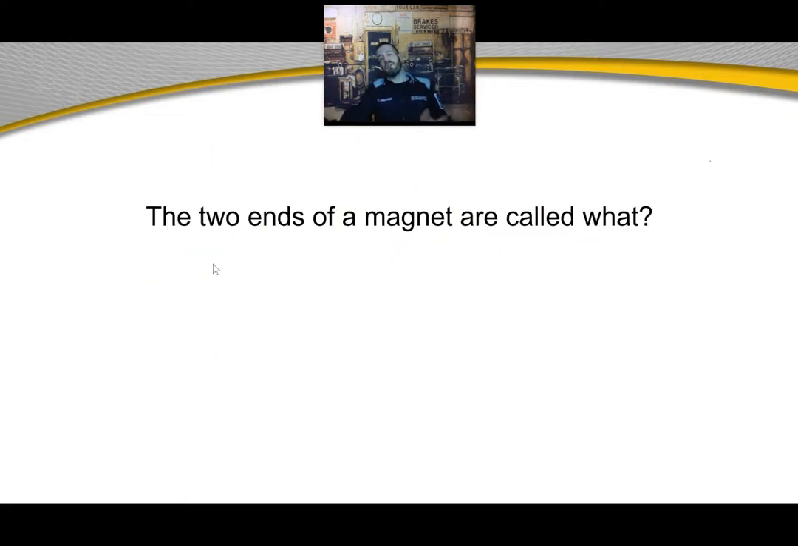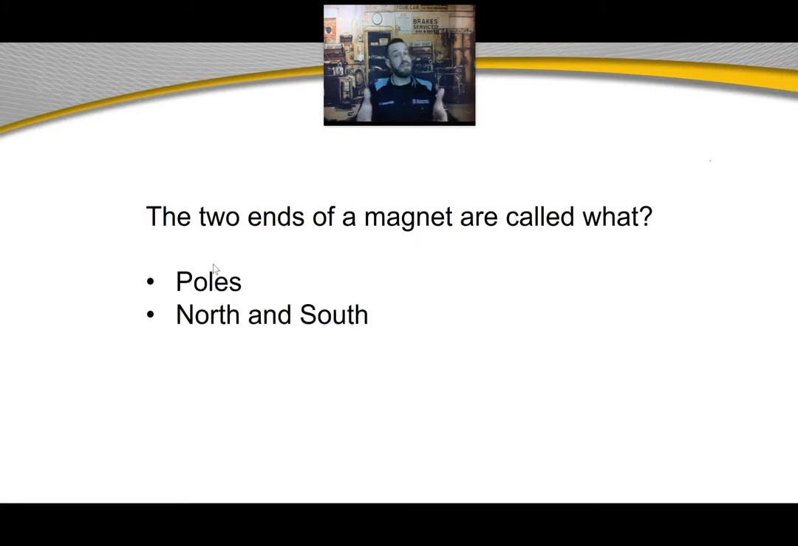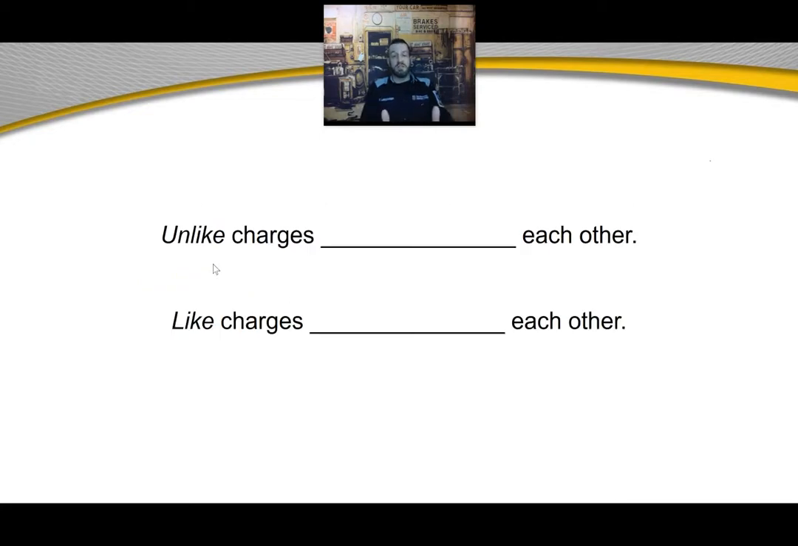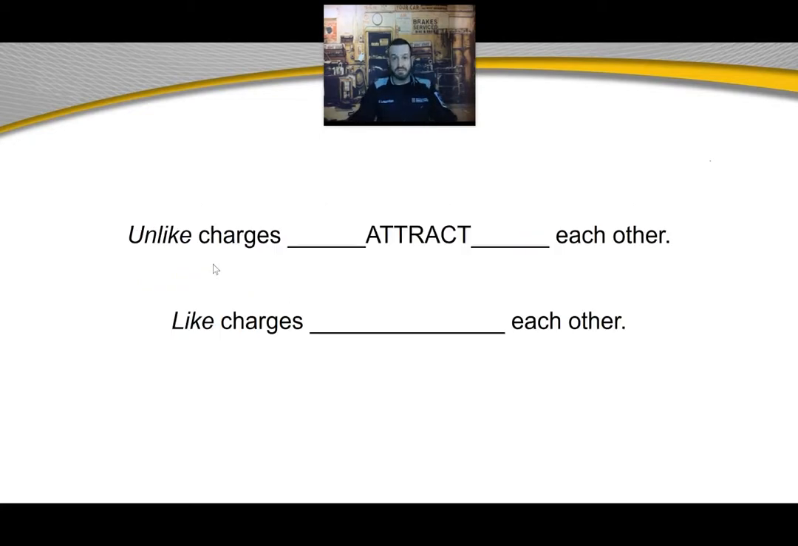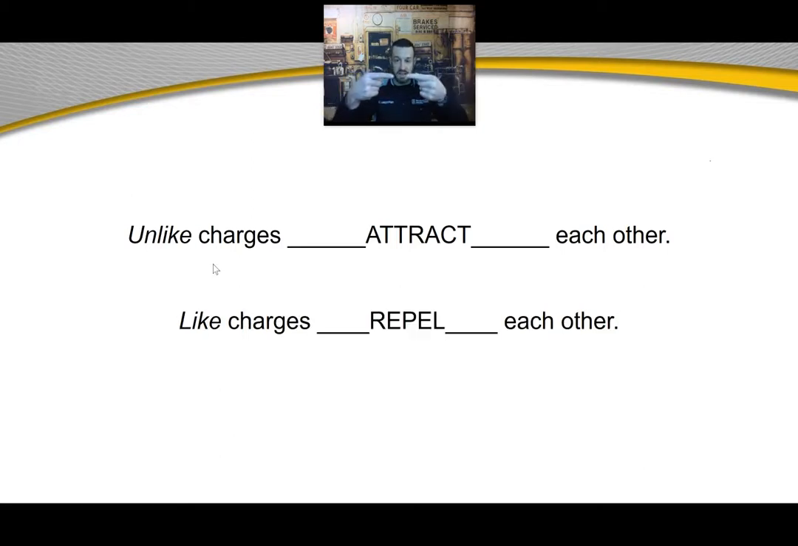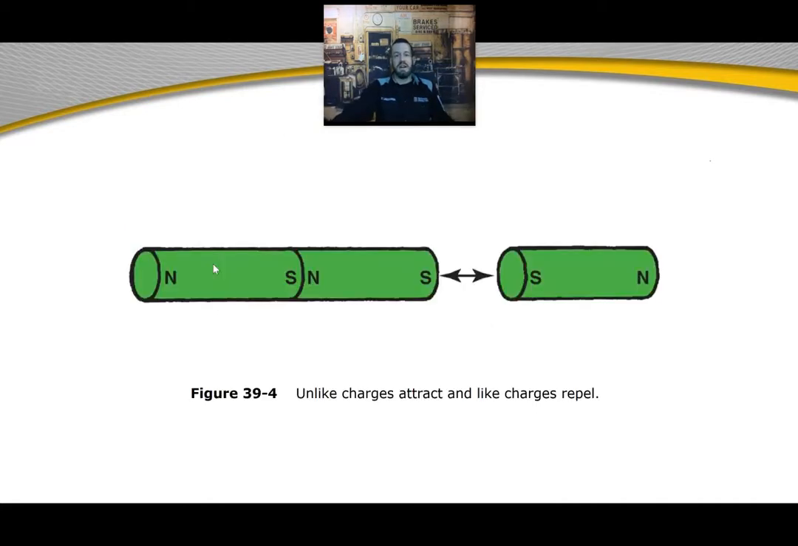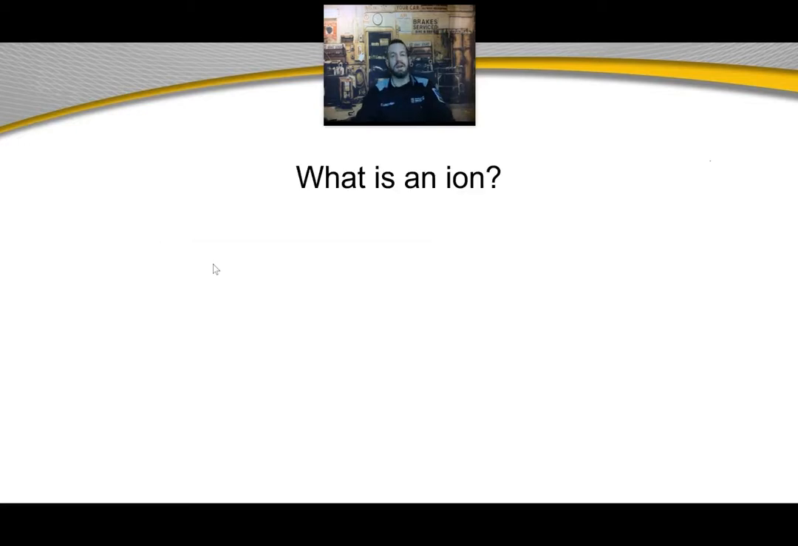Well, first of all, let's talk about magnets, okay? The 2 ends of the magnets are called poles. You have a north and a south, okay? Unlike charges attract each other. Take a north pole and a south pole, and they're going to boop like that. Like charges, you've got the north and the north, and they're going to repel each other, right? It's like little toy trains. You put them against each other, and one way they hook up, and the other way you switch it around, and they push against each other. There you go. Unlike charges attract, like charges repel. Hopefully we all know that by now.